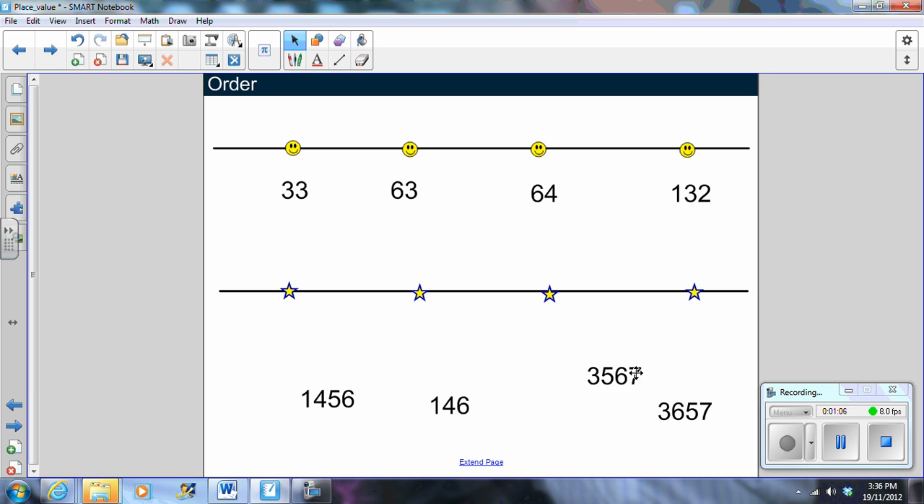It needs to be one of these two because they both have 3,000. 3,567 or 3,657. You got it correct. Our next two numbers are 1,456 or 146.